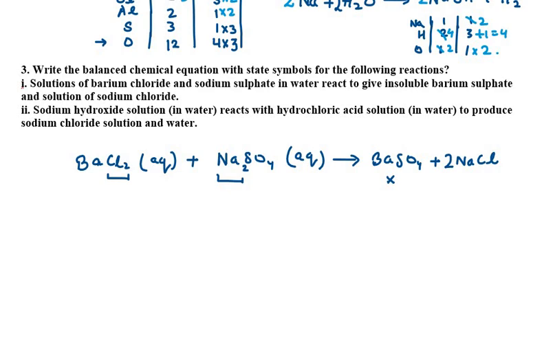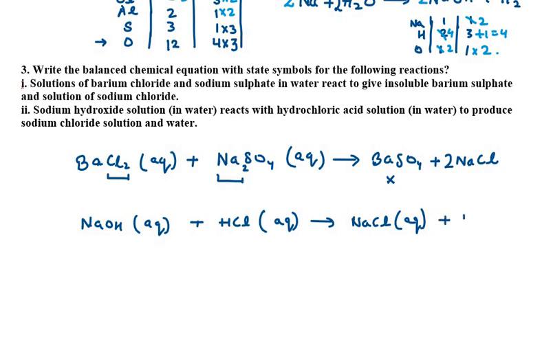Now the second is sodium hydroxide. It is NaOH. NaOH is aqueous, reacts with hydrochloric acid. HCl is again aqueous. Then to produce sodium chloride solution, it is again aqueous. Then we get H2O. H2O is again liquid.